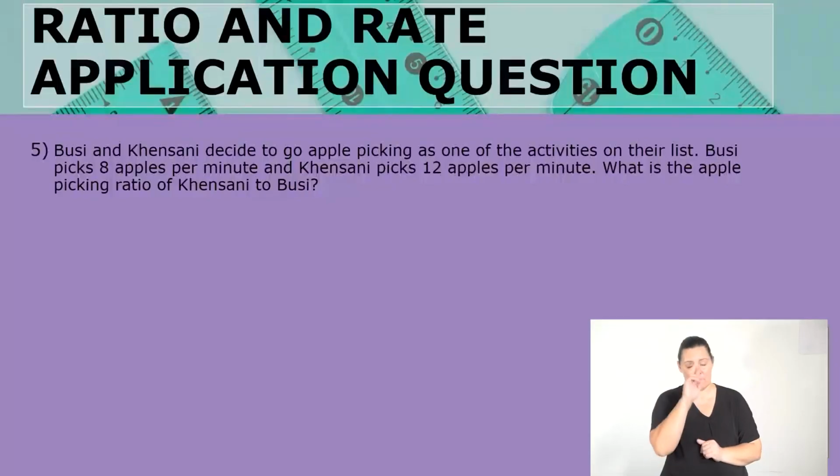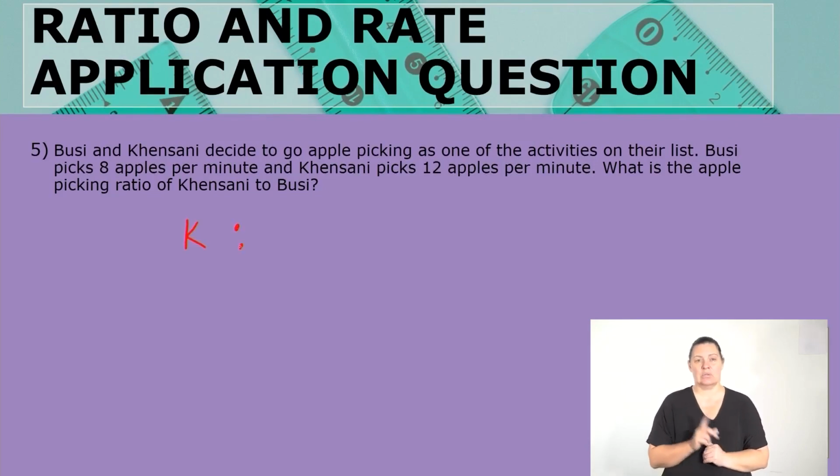Welcome back. Let's continue with Busi and Kensani. So, remember Busi and Kensani decided to go apple picking as one of the activities on their list. Busi picks 8 apples per minute and Kensani picks 12 apples per minute. What is the apple picking ratio of Kensani to Busi?